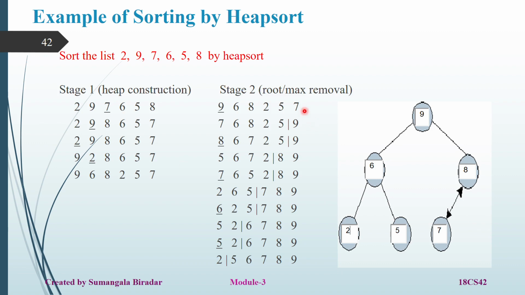This stage is over. Next is the root or source removal method: delete the maximum element or delete the root element. That procedure you have to follow to sort these elements in stage 2. First, the elements are 9, 6, 8, 2, 5, 7 here. So now you have to remove the root element. For removing it, what is the first step? You have to take the last element as the first element. You have to swap the last node key with the root key. Now the last key is 7 and the root key is 9. If you interchange, you will get it like this here.